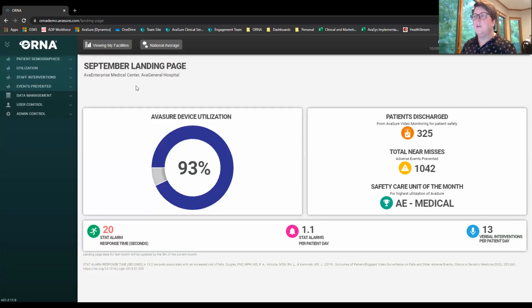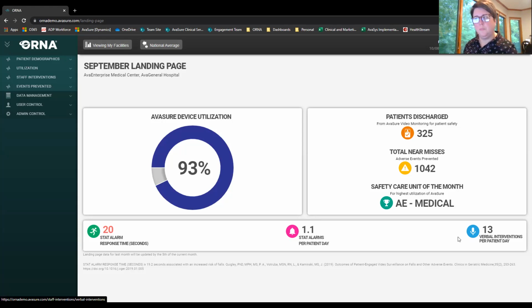You can see when we open up ORNA, we land right here on the landing page. The landing page is updated on the 5th of the month, so in our instance, it's available for September. There are some different metrics highlighted here. The first one is utilization, patients discharged, or how many patients were monitored in September, how many near misses were prevented, what is the safety care unit of the month, and this is based on total monitoring hours for the month, stat alarm response time, stat alarms per patient day, and then verbal interventions per patient day.